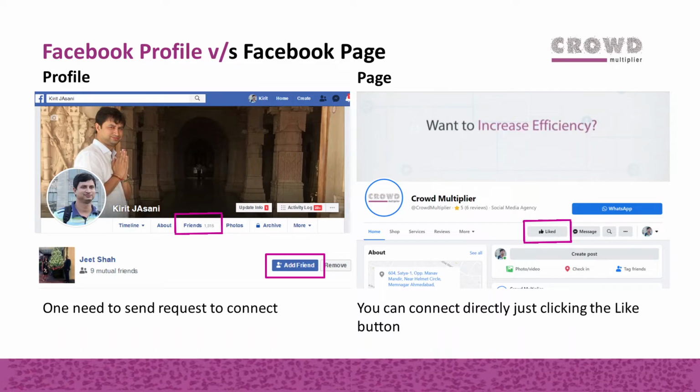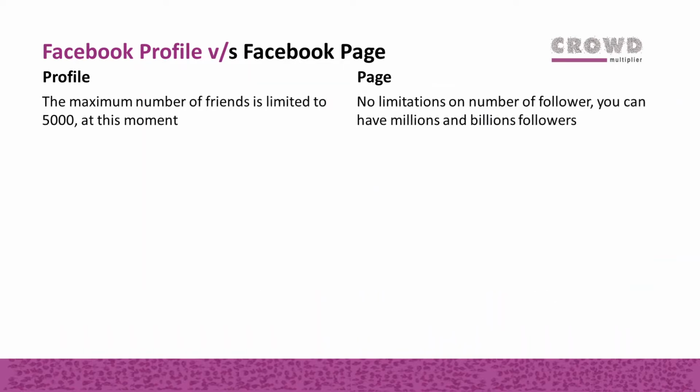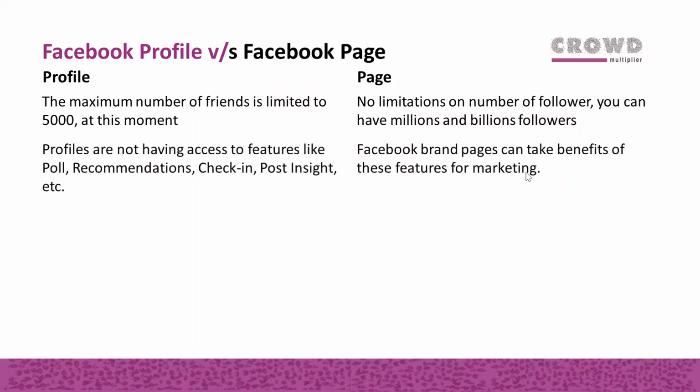There are a few other differences which one must know, and those are: the maximum number of friends is limited to 5,000 at the moment on personal profile, whereas there is no such limitations on number of followers. You can have millions and billions of followers on brand page. And that is the reason why somebody would create a brand page.